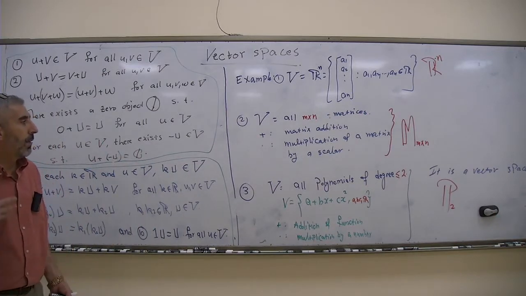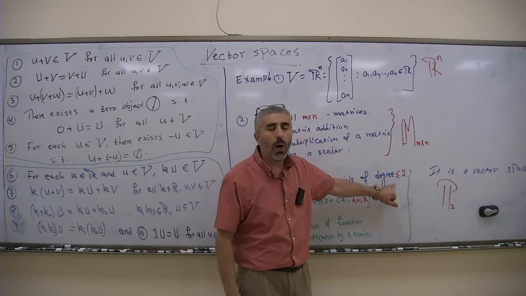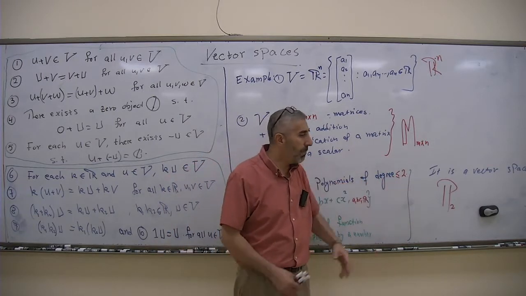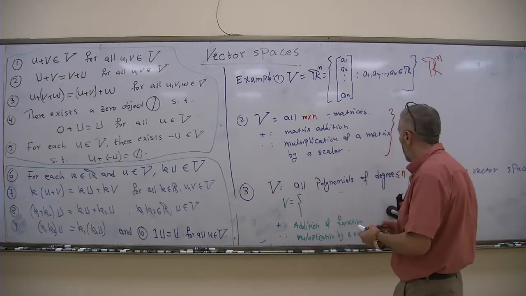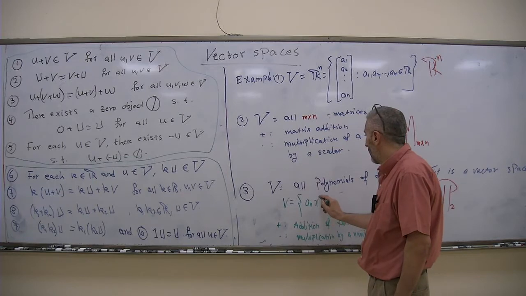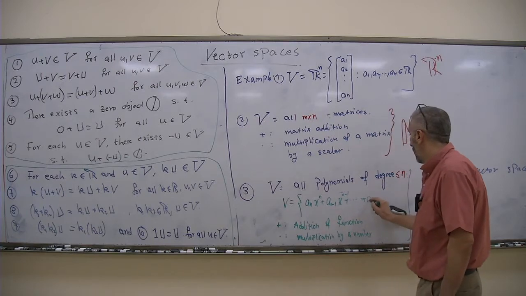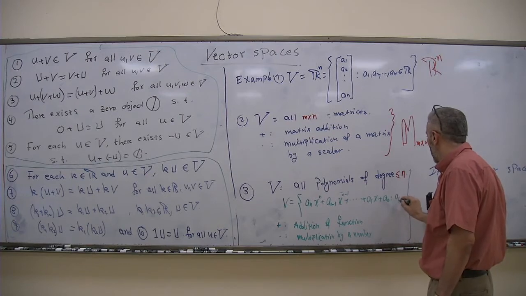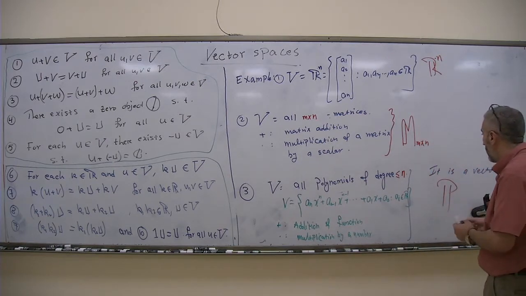Okay? Now again, let's develop this further. What if I change it and make it instead of 2, 1, or I make it 3, or I make it 4? Or if I make it n. So here, it will be a_n x^n plus a_(n-1) x^(n-1) plus ... plus a_1 x plus a_0, such that those coefficients are real numbers. And the same addition, the same scalar multiplication, then this is a vector space and we call it Pn.